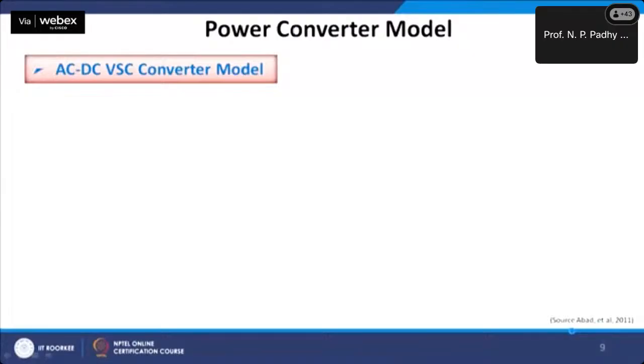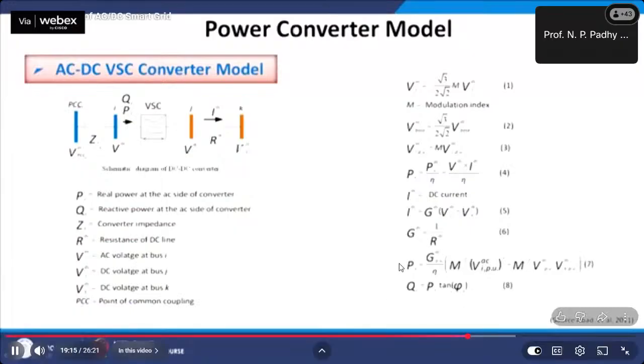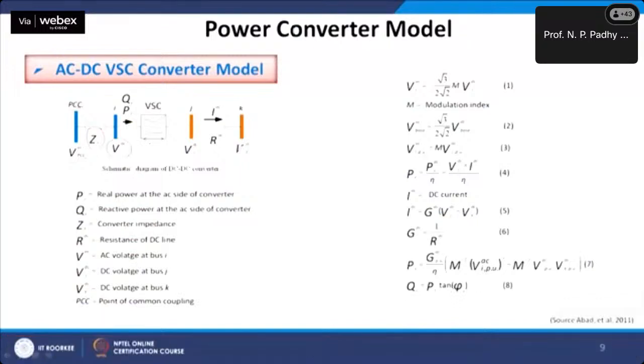Now there are two important models that need to be developed. The first one is the AC-DC VSC converter model, where you can clearly see my point of common coupling. We have VPCC at the PCC, then we have the impedance and the final output voltage in AC, and then you convert from AC to DC through a VSC, and finally you experience the terminal voltage, which is VDC, and there could be a drop in my DC grid.